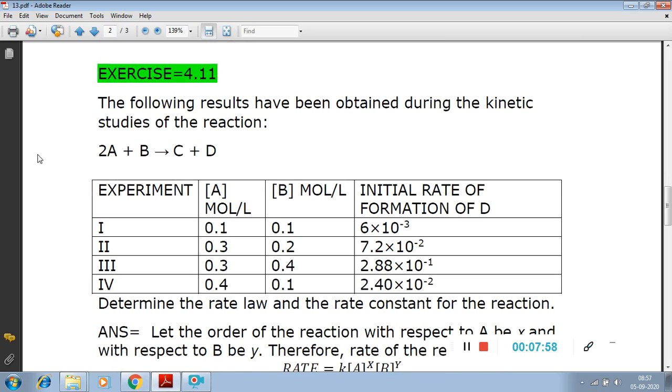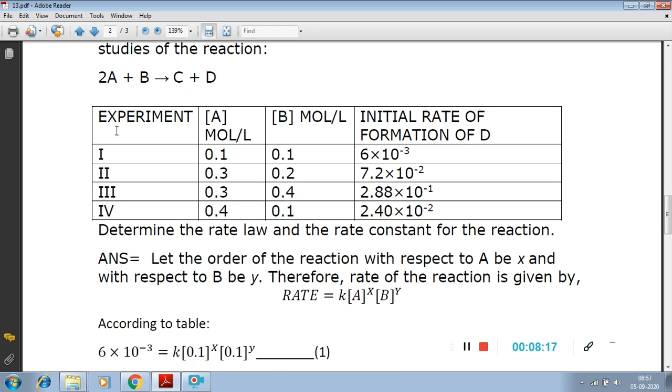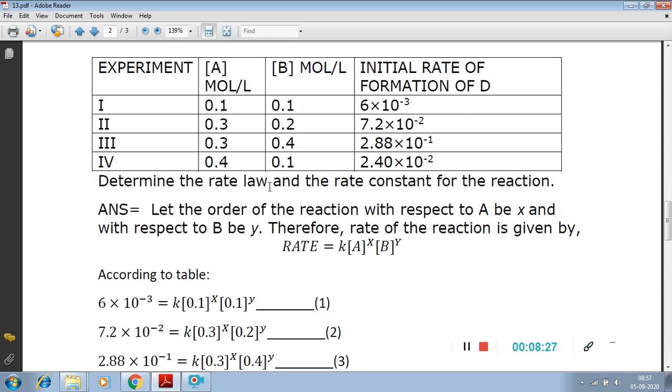Next, question number 4.11. The question is: the following results have been obtained during kinetic studies of the reaction 2A plus B gives C plus D. Experiment number, concentration of A, concentration of B, initial rate of formation of D. Determine the rate law and rate constant for the reaction.